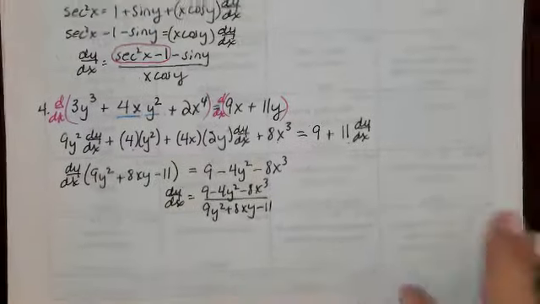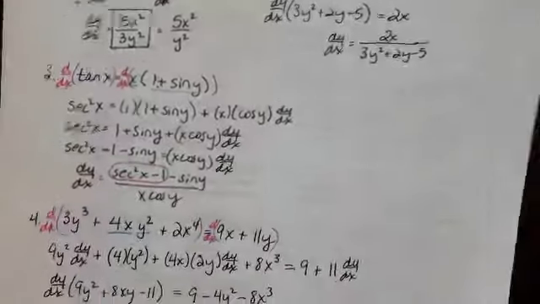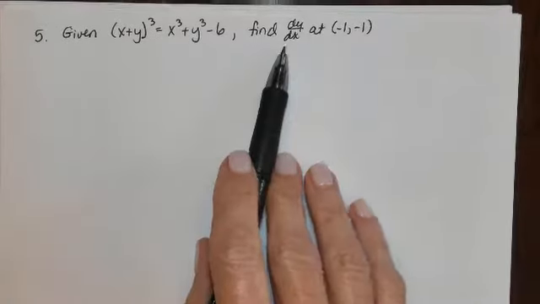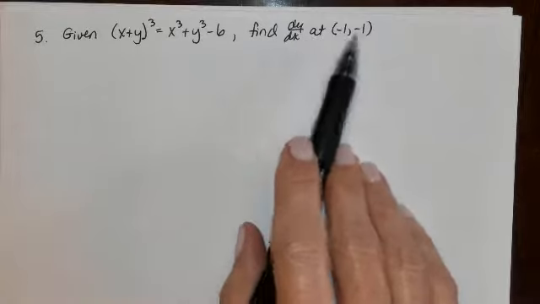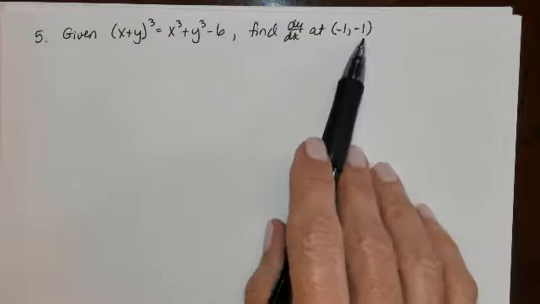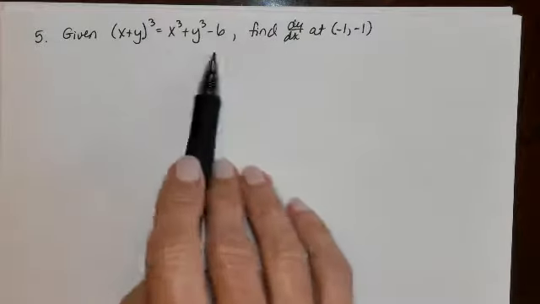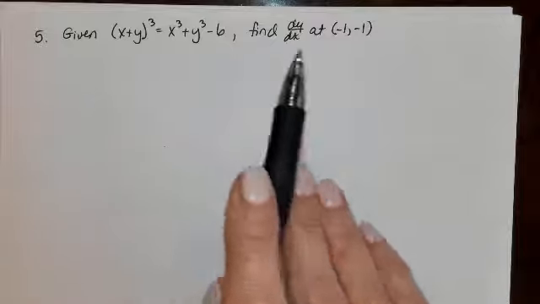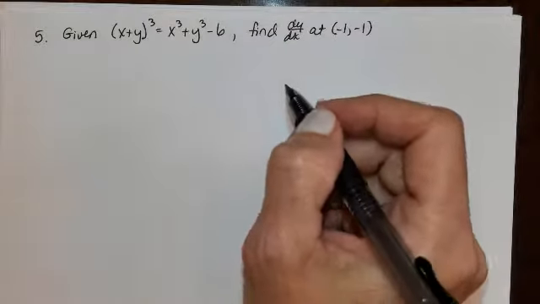Example 5. Sheet of paper here. Okay, example 5. In this example, we're finding the derivative with respect to x at the point (-1, -1). So this is another one that would be inconvenient to try to solve for y. So let's just go ahead and get started.